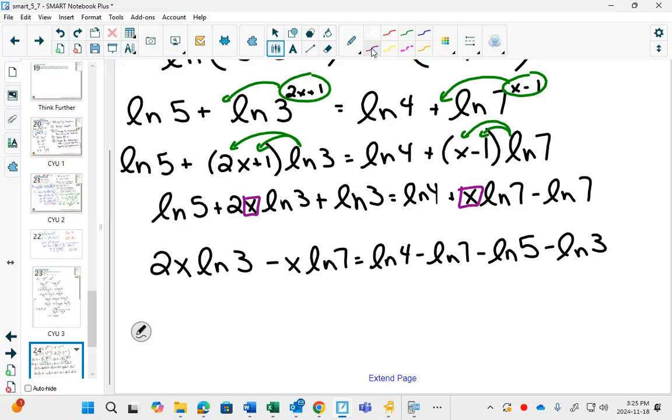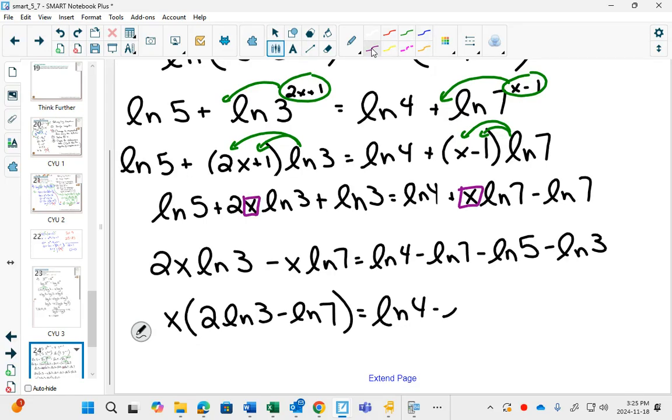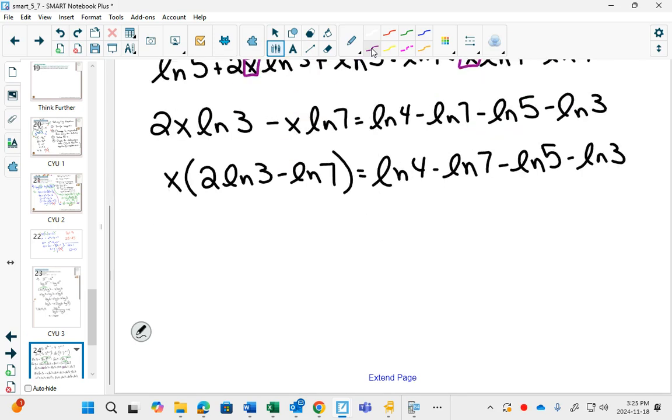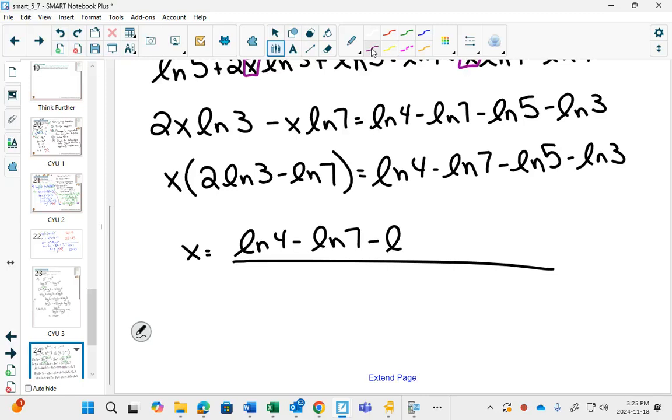I can now factor out the x. And yes, you do have to, as annoying as it is, rewrite this whole side. And divide.